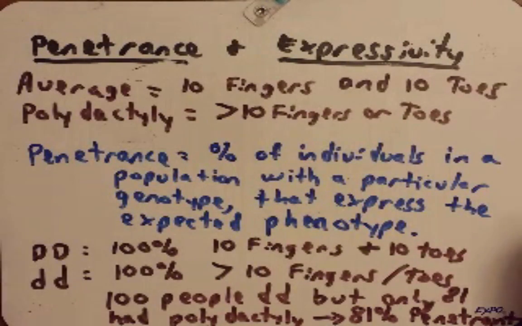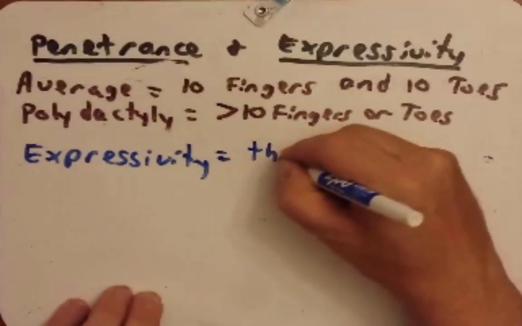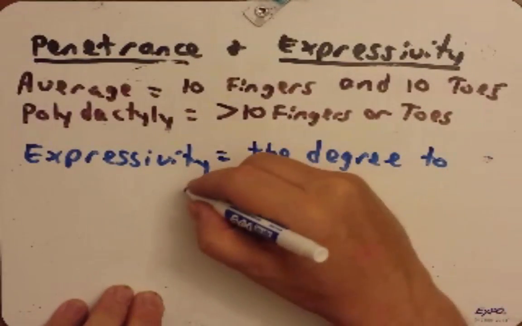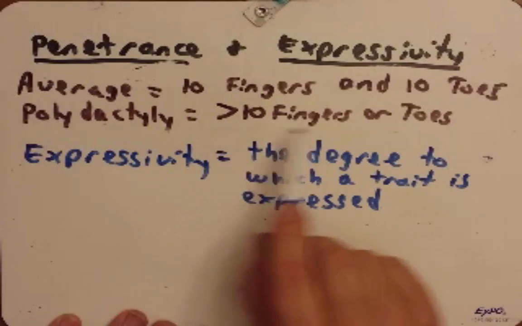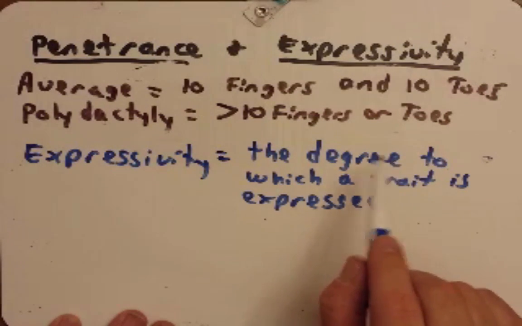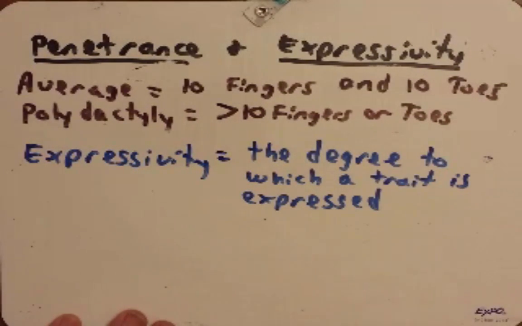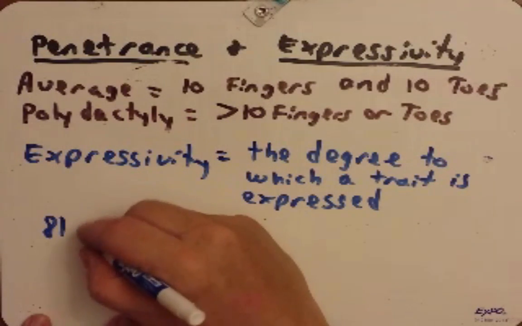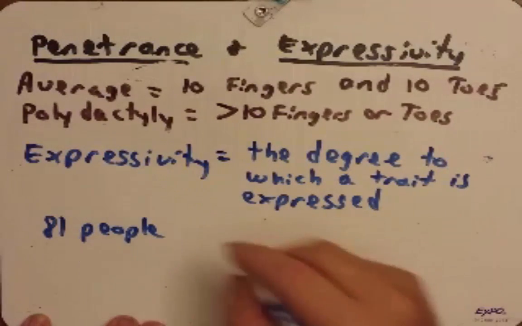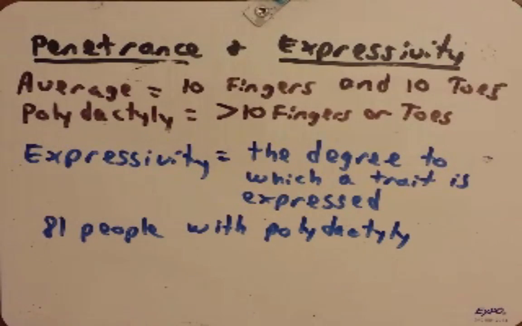And let's talk about expressivity. Expressivity is the degree to which a trait is expressed. So if you recall, I've been fairly general about what the phenotype of polydactyly is. It says greater than 10 fingers or toes. I haven't said how many extra fingers or toes there are. I've been pretty general about that, and that's because of those 81 people with polydactyly, those who are expressing the trait, they don't all have the same number of fingers or toes.